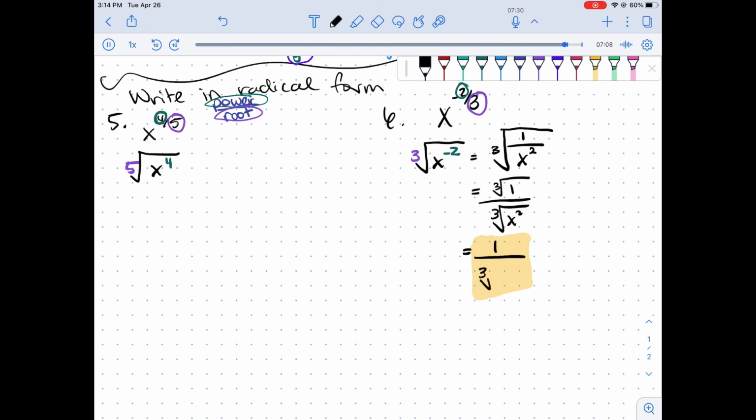Now, I see we have a radical in the denominator, and that radical is a cube root, so we're going to leave it as is because we only practiced rationalizing the denominator with square roots, so you'll see another video for practice with that topic.